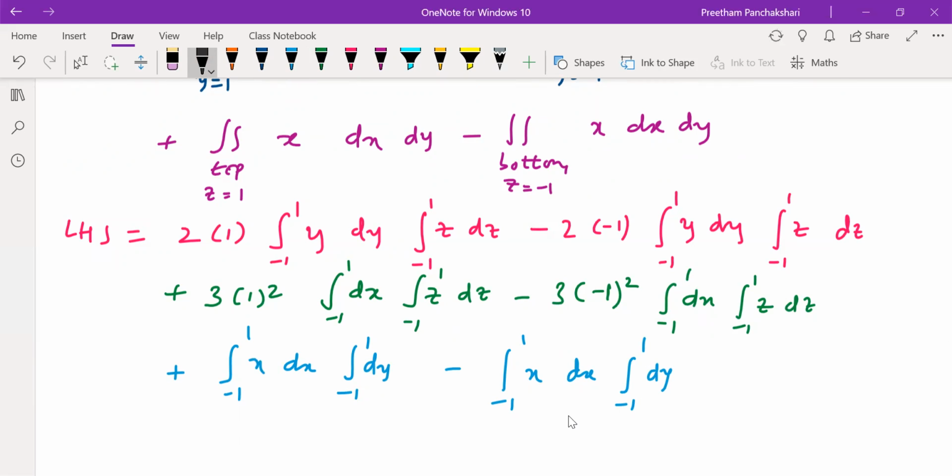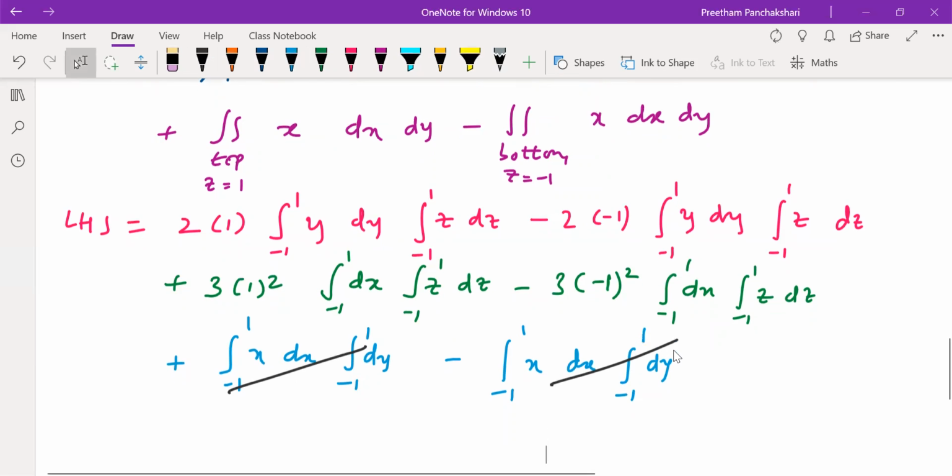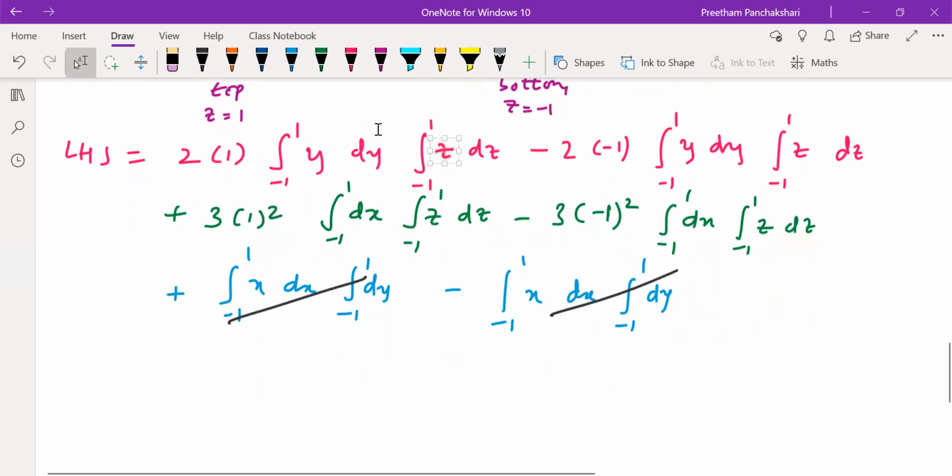Integration of x from -1 to 1. Here also integration of x from -1 to 1, dy integration. So no need to carry out this integration. This gives us 0. Now we shall find the value of the other two.